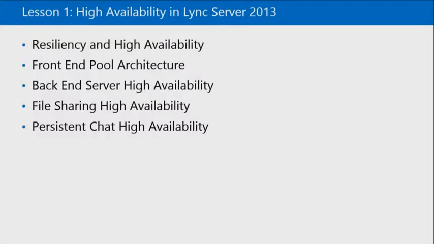In the first section of this module, we're going to talk about what our options are and how we enable resilience and high availability and what that really means. We're going to talk about the front-end pool architecture, the back-end server high availability options we have, how you can implement file sharing high availability, and finally what persistent chat high availability looks like, to bring it back to our persistent chat session from the morning.